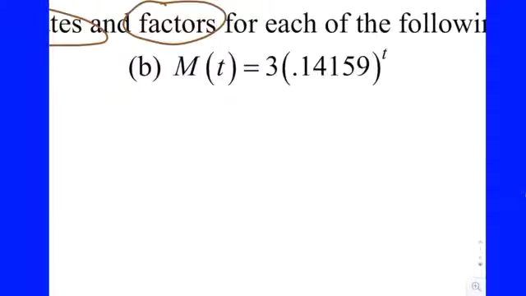Letter B, 3 times 0.14159. Pie joke. Go ahead and do this one on your own. See if you can get this one. Is it growth? Is it decay? If so, what's the growth or decay rate? What's the growth or decay factor?